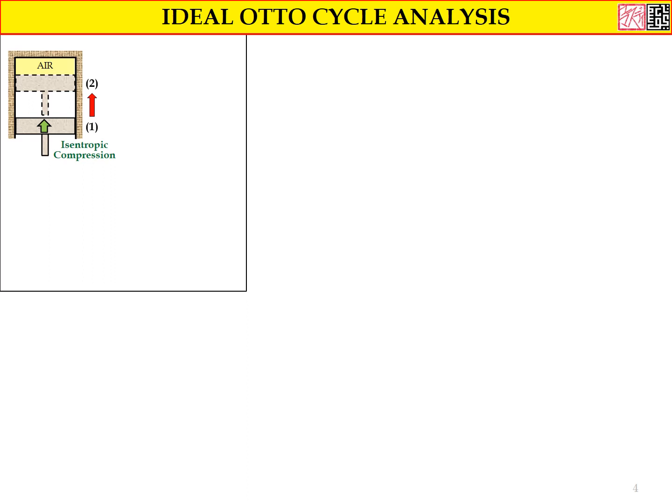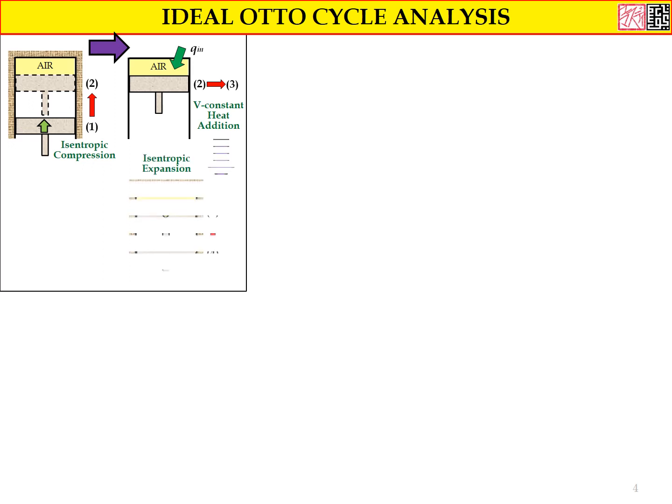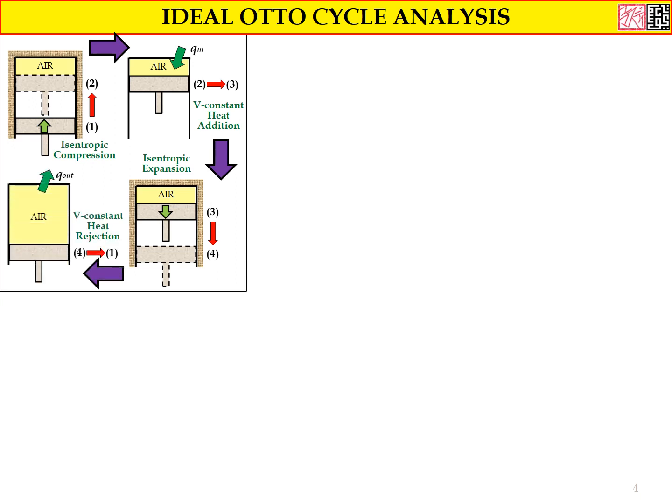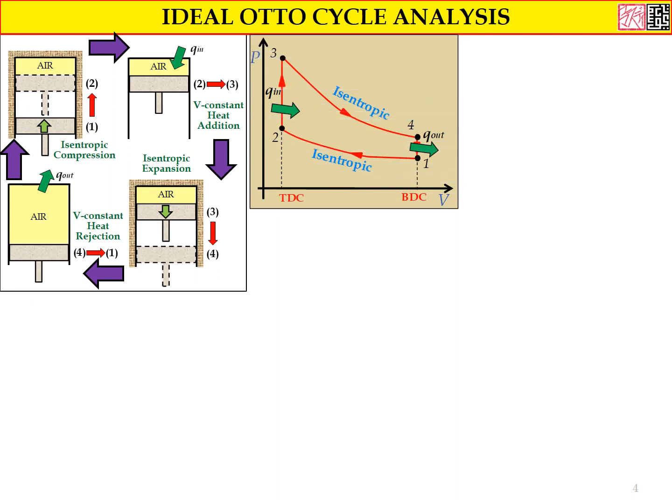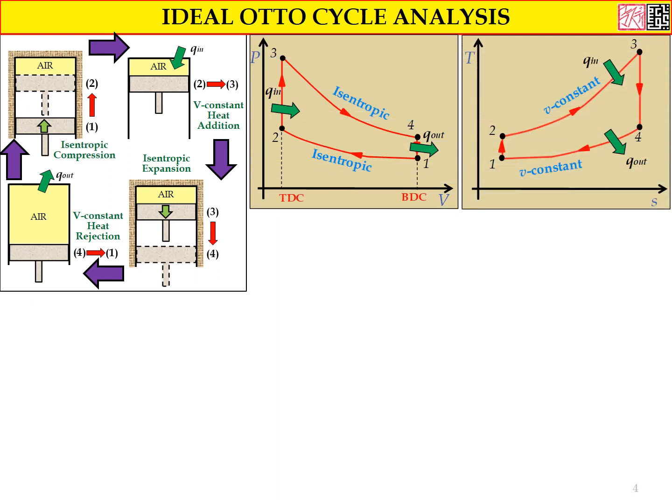We have the schematic diagram for the isentropic compression process, and the second one, the V constant heat addition process. The third one is the isentropic expansion process, and the last one is the V constant heat rejection process. The process will continue in cycles. To describe what happens inside the combustion chamber in terms of pressure, volume, temperature, and also entropy, we can use the PV diagram and also the TS diagram as we described before.